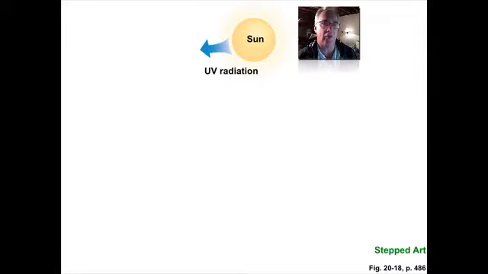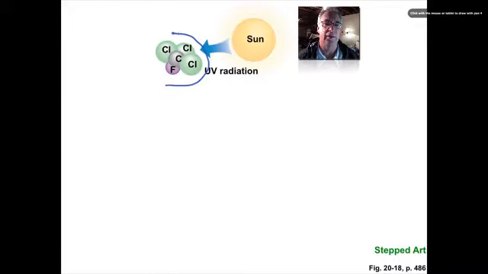Now, how does it work? Well, there are two scientists from the University of California, Irvine, and they were able to work out how CFCs actually harm our atmosphere and how they break down the ozone. In the presence of ultraviolet radiation, this particular molecule right here is a CFC. So you can see there are 3 chlorines, a carbon, and of course a fluorine.